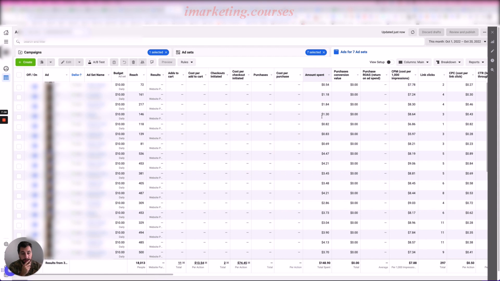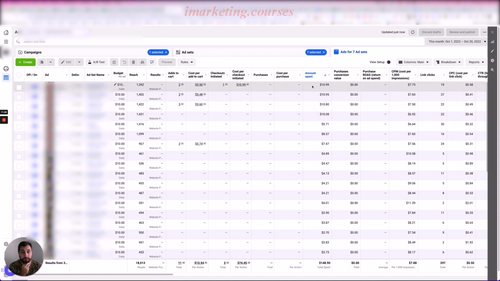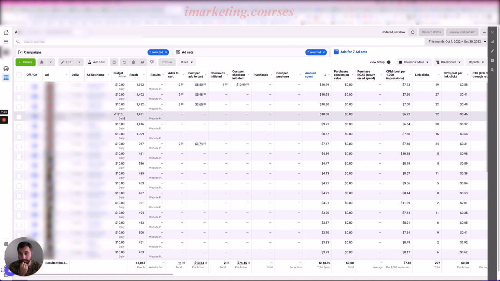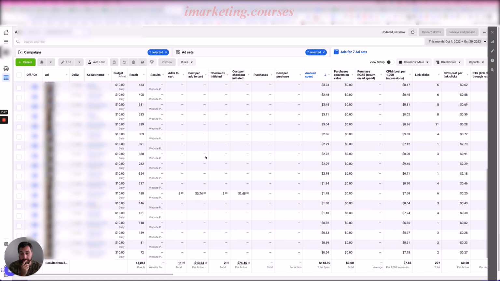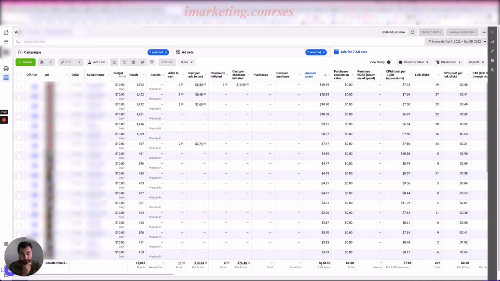Let's go by amount spent. Okay, now let's see what's happening here. Here's all our creatives and all the different accounts or different ad sets, right? Overall, we've spent $148. We've had 11 add to carts for $13, which is very expensive for this product. And we've only had 2 initiate checkouts for $74. So something is very, very wrong here.